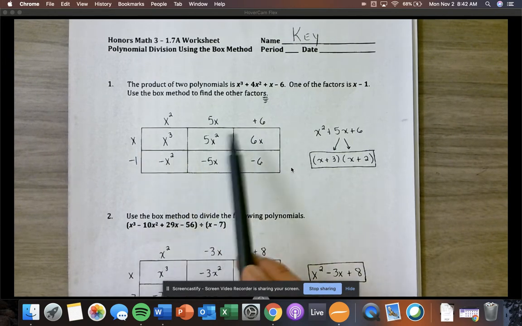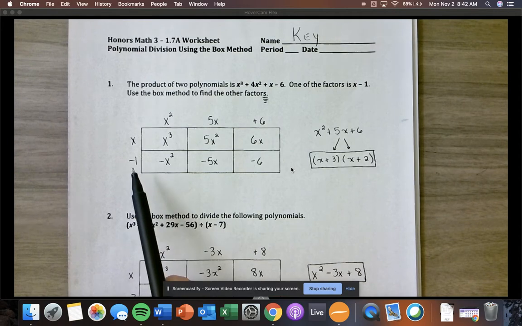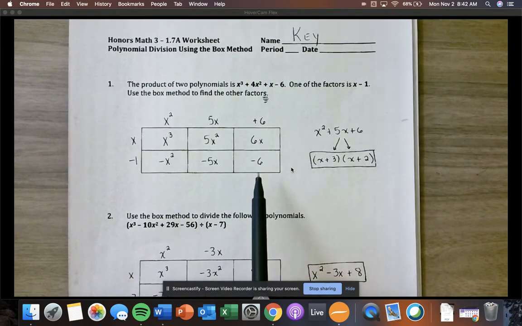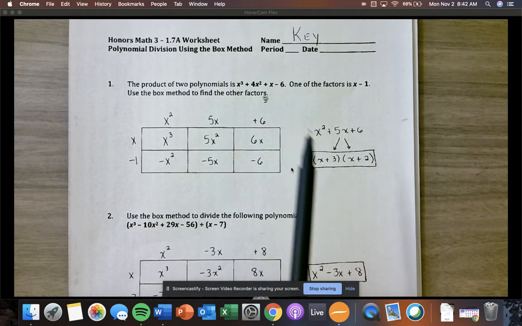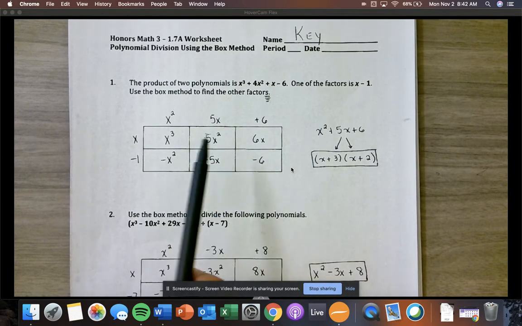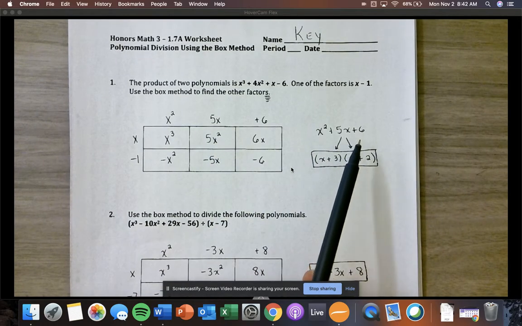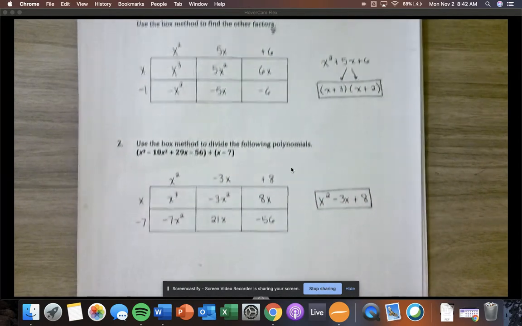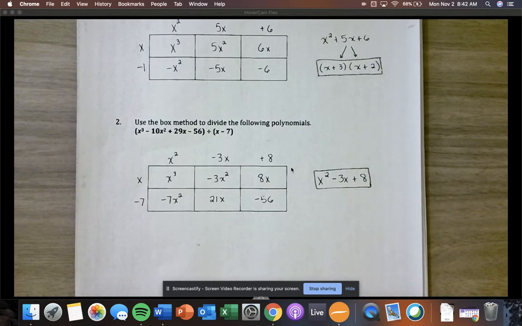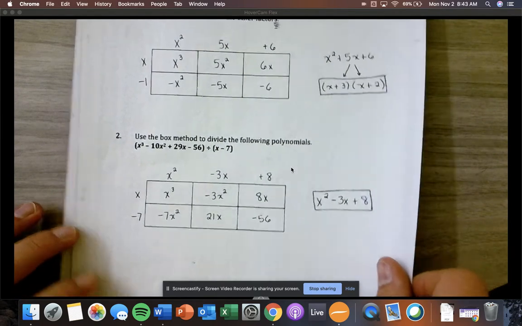And then I know x times 6 gives me 6x. Then I have to do negative 1 times 6, and I get negative 6, which is awesome because that's my last constant there anyway. So my answer then is x squared plus 5x plus 6. All right, and number 2 is really similar if you want to take a look at that. You can pause it right here if you want to, but go ahead, take a look, and we solve it the same way. So let's keep going.